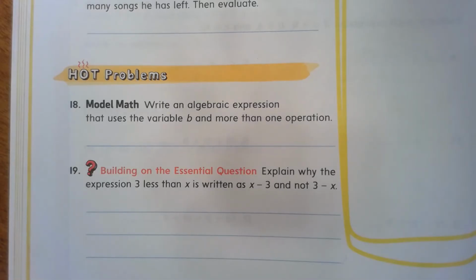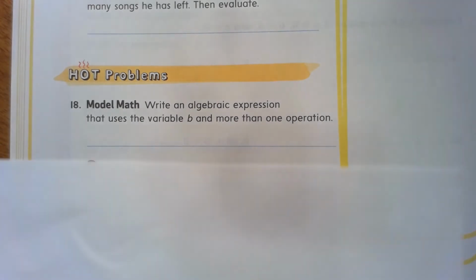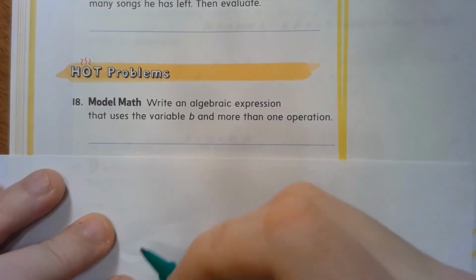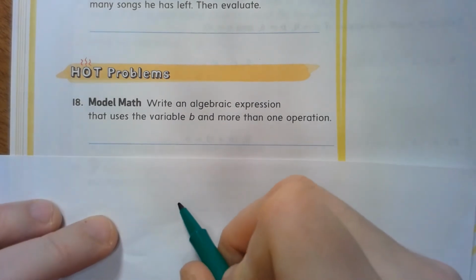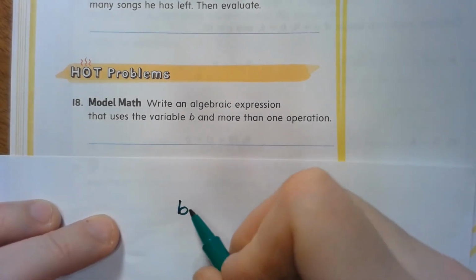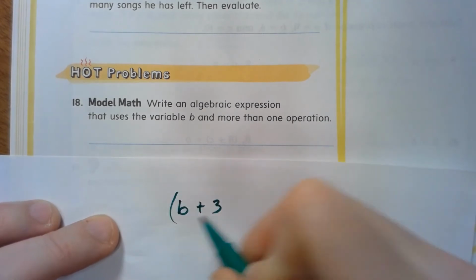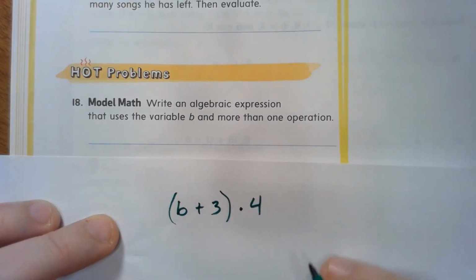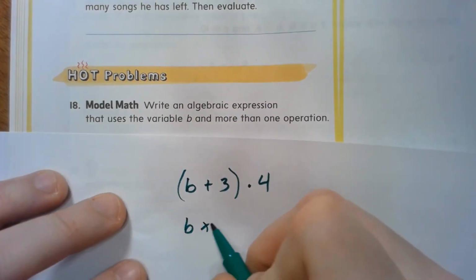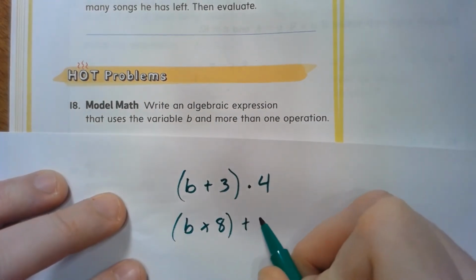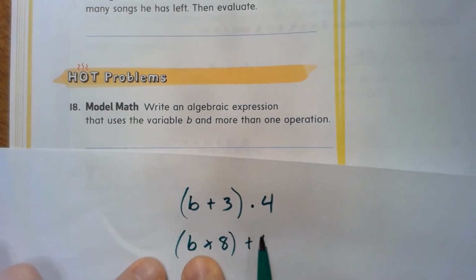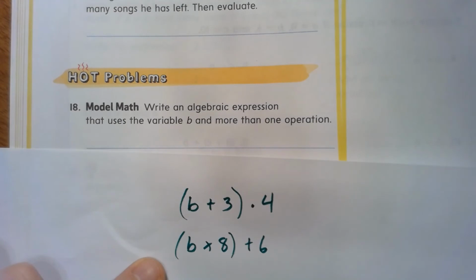Let's next look at problem number 18, also on page 34. It says write an algebraic expression that uses the variable b in more than one operation. Remember that an expression does not have a solution, so it is just one side of an equation or of an inequality. So we are trying to do b and then more than one operation. So I could do something like b plus 3, do that first, and then multiply by 4. That is an expression. Or b times 8, do that first, and then add 6. Anything that I'm doing with this variable with more than one operation is going to be an expression.